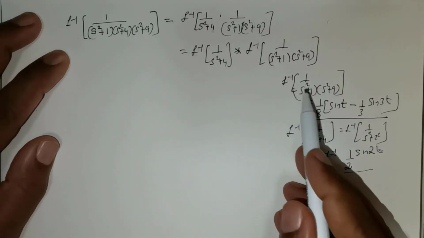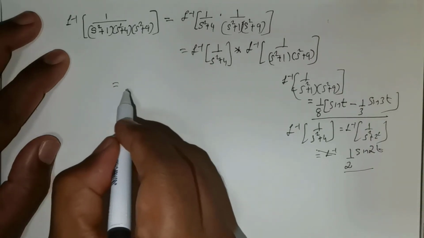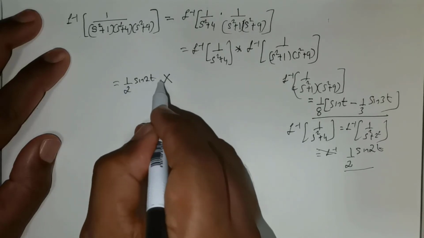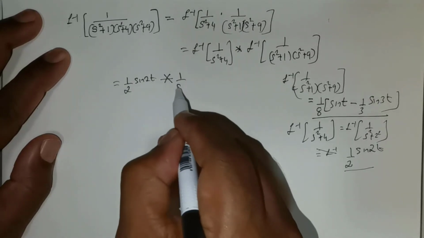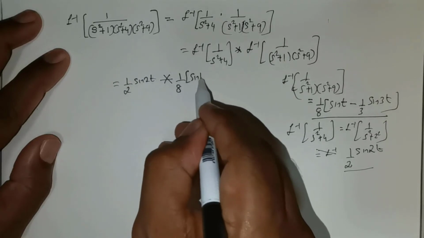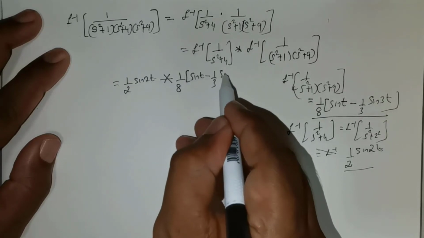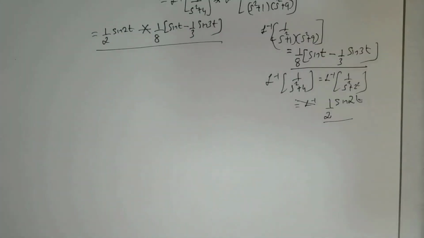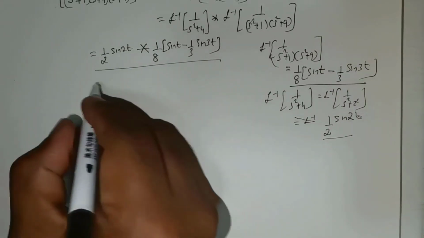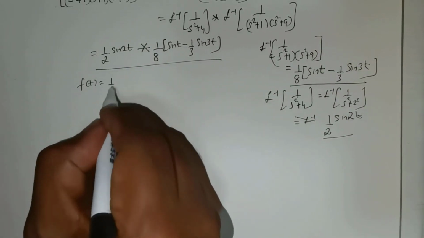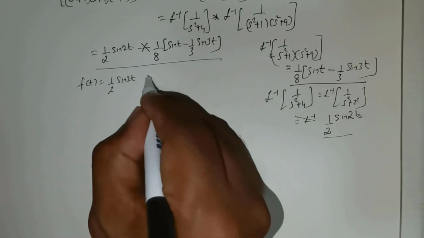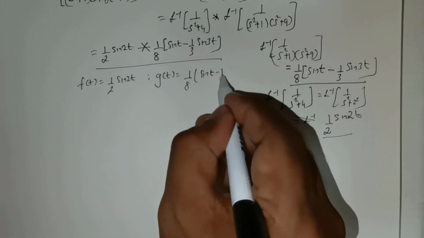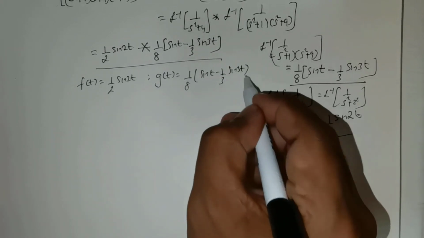Now we will have to use these two things. So this is equal to 1 over 2 times sine 2t convoluted with 1 over 8 times sine t, negative 1 over 3 times sine 3t. So we need to apply convolution to this. So I would be taking my f of t to be equal to 1 over 2 times sine 2t, and my g of t is 1 over 8 of sine t, negative 1 over 3 times sine 3t.